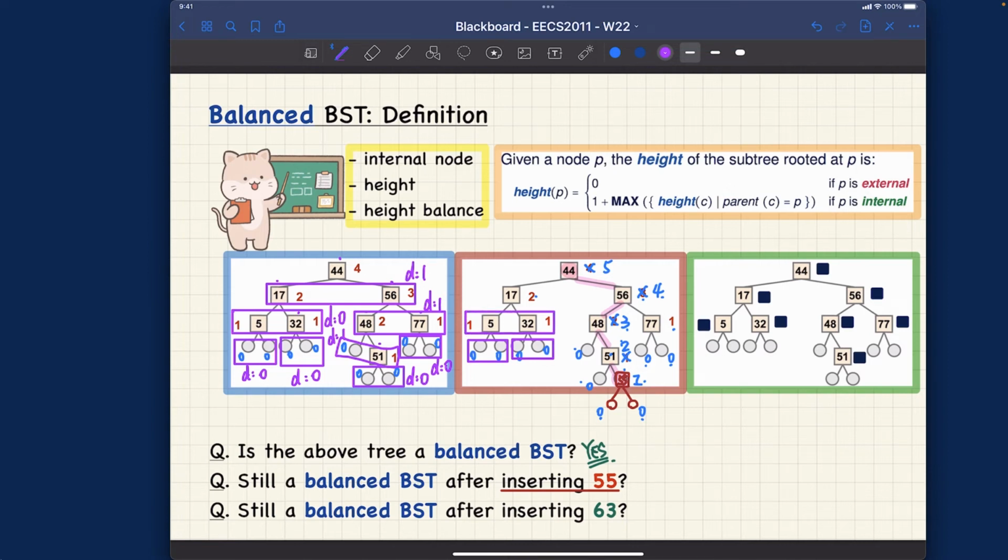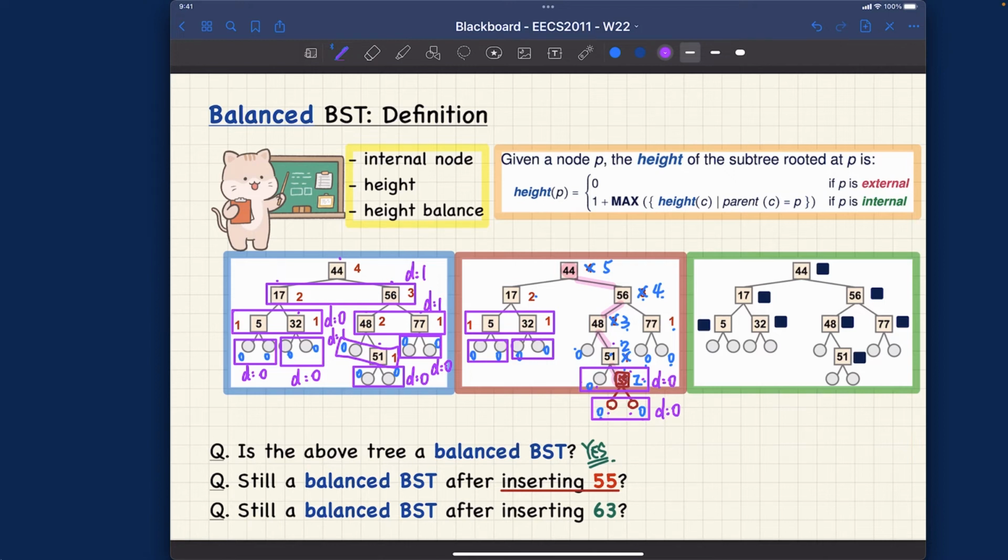And let's now see this. This node over here is balanced because 0 and 0, the difference is 0. So this node is actually okay. Okay. And what about this node over here, 51? That node is also seen to be okay because if you look at the balance over here, the heights are 0 and 1, so the difference is also 0.